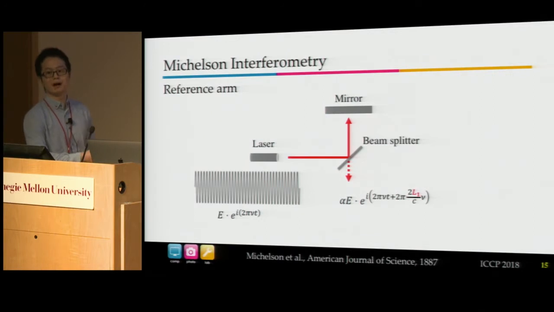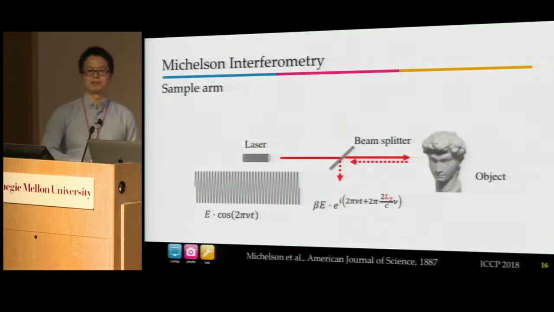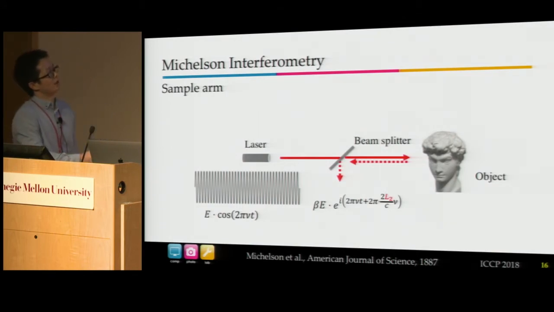If we write out the electric field, alpha is going to be our intensity reduction, and this part is going to be the phase introduced by the optical path from the beam splitter to the mirror, which is L1. And the second portion of the beam is going to illuminate the object. Similarly, we can write out the electric field here, and there's also another phase introduced by the optical path from the beam splitter to the object. So the distance is L2.